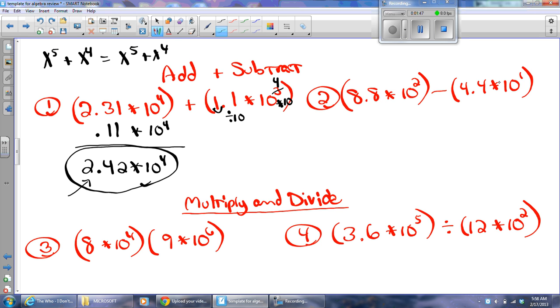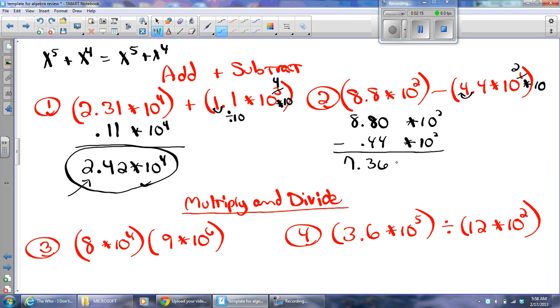Again, the exponents don't match, so I need to turn that into 2, which means I multiplied it by 10, which causes division there, which means I'm actually subtracting 8.80 times 10 to the second minus 0.44 times 10 to the second. Okay, and that's going to become a 7.36 times 10 to the second. I check to make sure my decimal is in the right place. It is. I'm good. There we go.